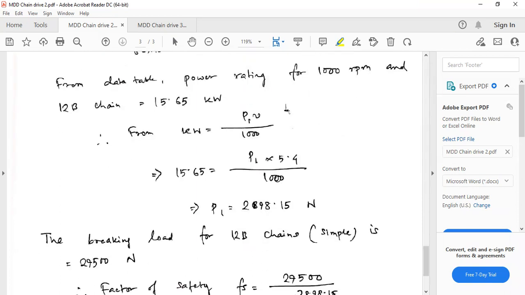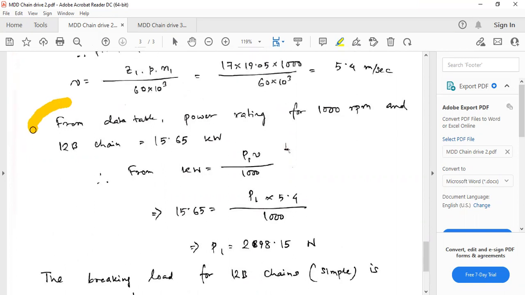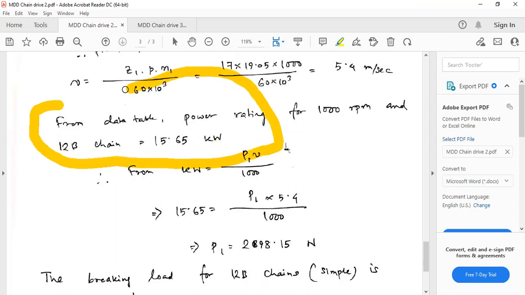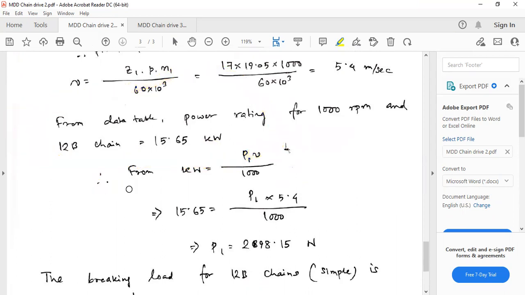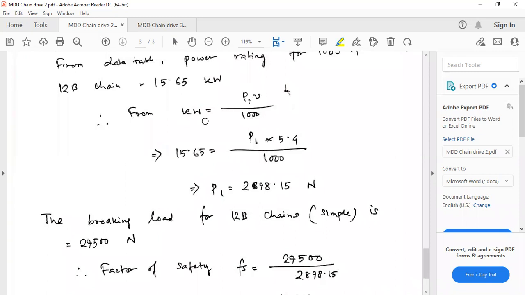Is the velocity. Then from the above, the power rating for 1000 rpm and 12 P chain is this one. This part you actually have to get from the data book, but in most cases it's given in the question itself. Even if you don't find a power rating, don't worry, it will be given in the question.